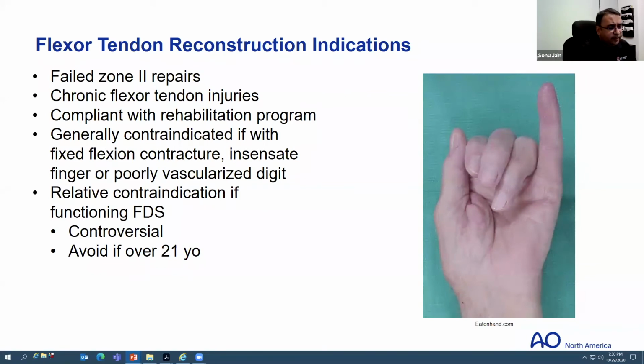So there are some schools of thought that feel that if you have a functional FDS, it may not be worthwhile to do a reconstruction for the FDP just for the friction and the potential adhesions you could have for it. But some people feel that it's perfectly reasonable to do that. And some of the papers show that people who do well are under 21, so avoid it over 21-year-olds potentially.